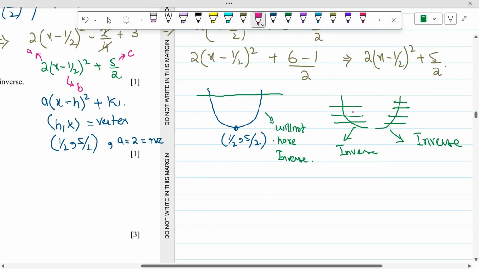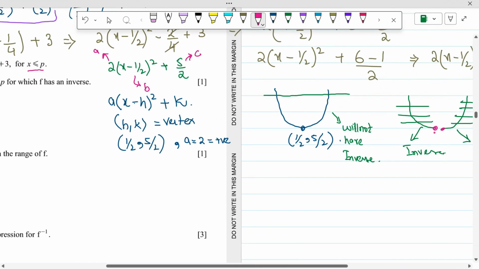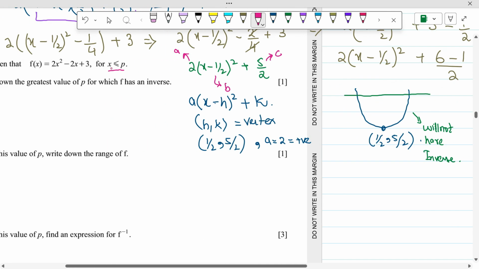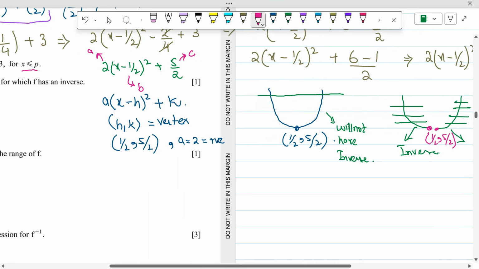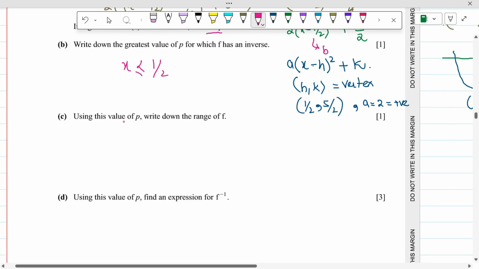Okay, so this point is the vertex, and it is given that x should be less than or equal to p. The vertex is half and 5 by 2. If we take this part of the curve, then p will be half. We can say that x should be less than or equal to half. Using this value of p, write down the range of f.